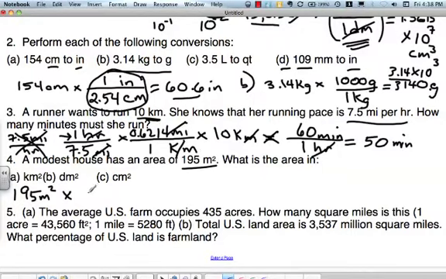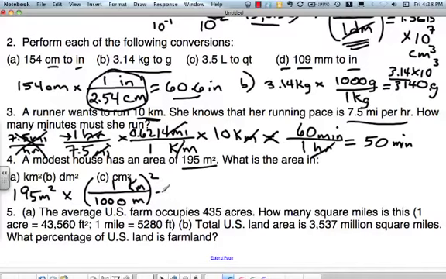Where does the meter part need to be? On the bottom. Kilometer part on the top. How are those two related? 1,000 meters in a kilometer. They are 3 powers of 10 apart from one another. Now, since I'm squaring, I'll square that conversion factor. All right?